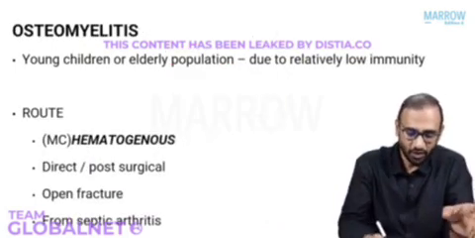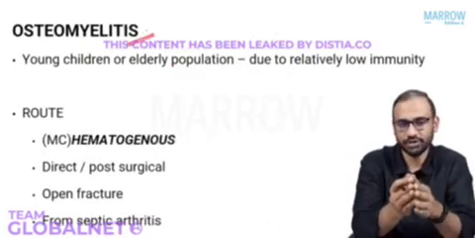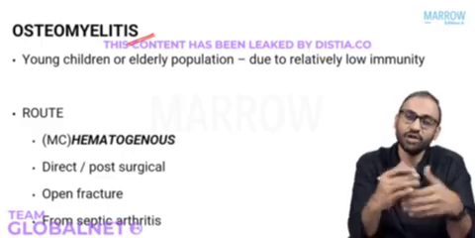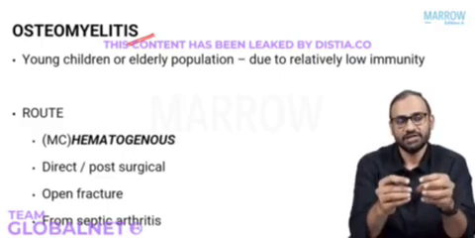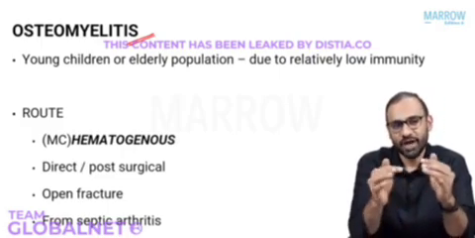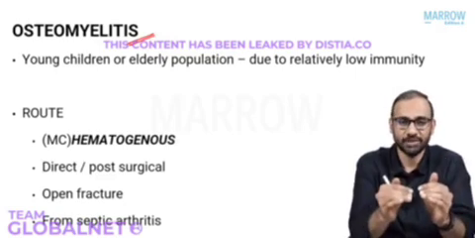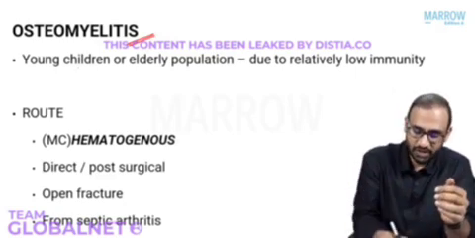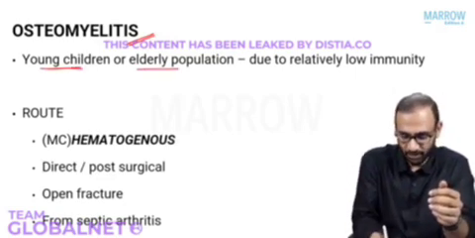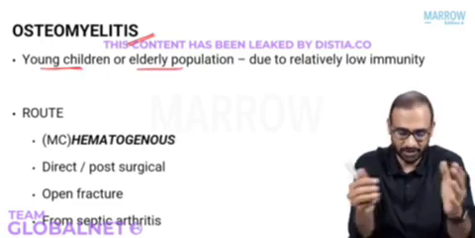Now, looking at osteomyelitis first. That is the infection of the bone and the medullary cavity. What do you need to understand here? Osteomyelitis occurs usually in people who have relatively less immunity. So who are these people? These are usually very young children or elderly population. Okay? That's what you need to know.